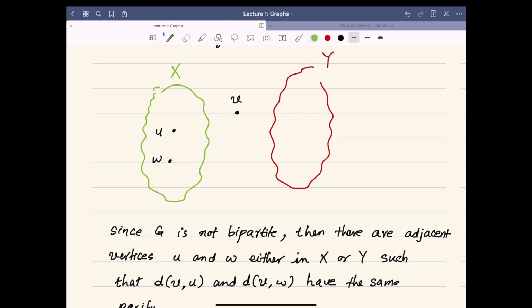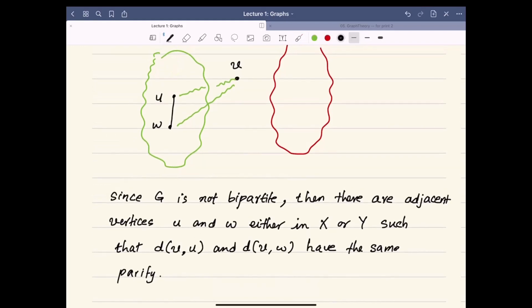Now the distance from here up to here is the same parity with the distance from V to W. Here when I say distance, I'm not putting a straight line, I assume that you are going to visit some other vertices to reach W. Since it is not bipartite, there are adjacent vertices U and W, so there is an edge between them, and the distance from V to U is the same parity as the distance from V to W. Otherwise, we will not put them in one set.